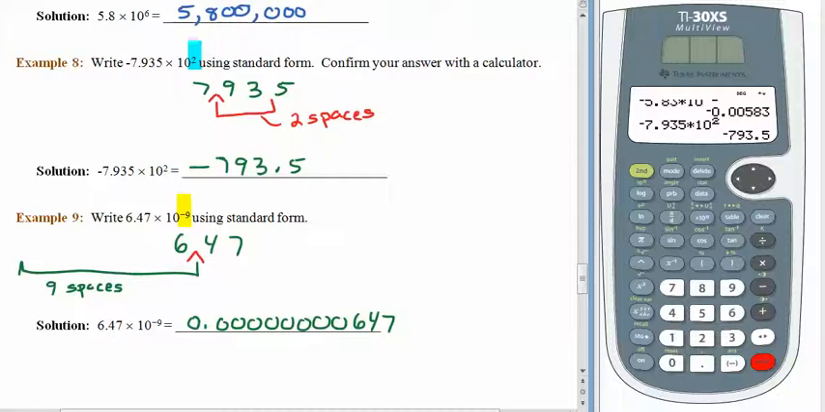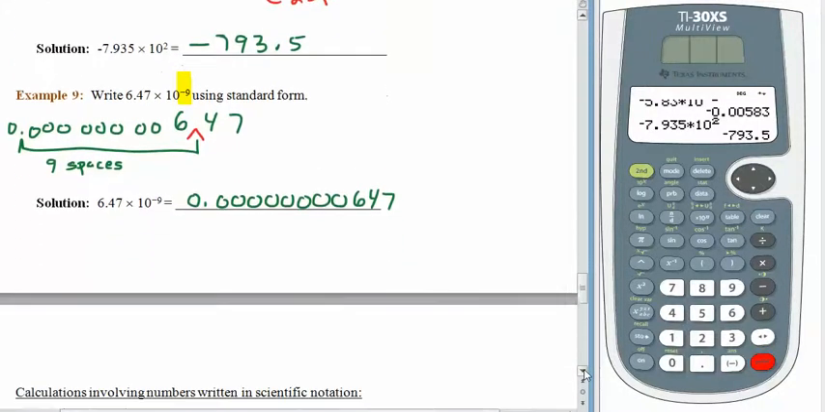Now the 6 is already there. That takes up one of the spaces. So then I need 8 more zeros. 1, 2, 3, 4, 5, 6, 7, 8. We'll put the decimal point right here. And just so that we can find it, I'm going to put an extra 0 out front. So when you did yours, if you ended up with a decimal point, 8 zeros, and then a 647, you did it correctly. And that's pretty much all there is to it.